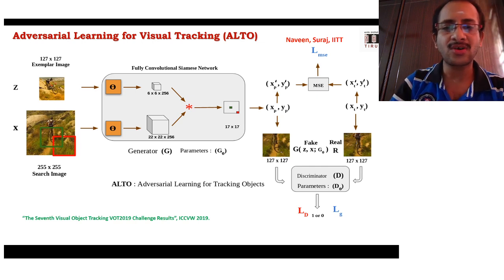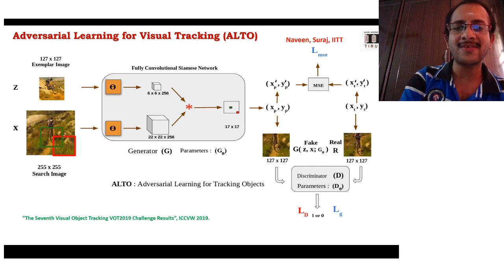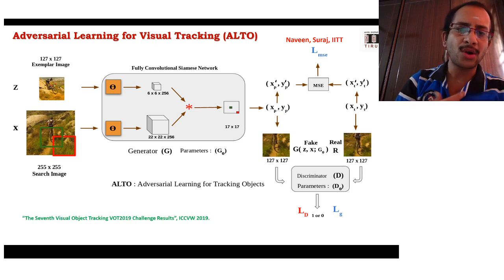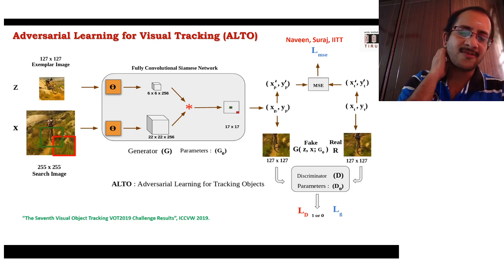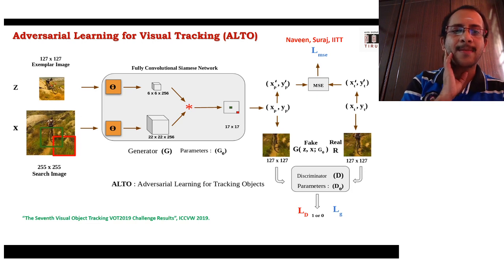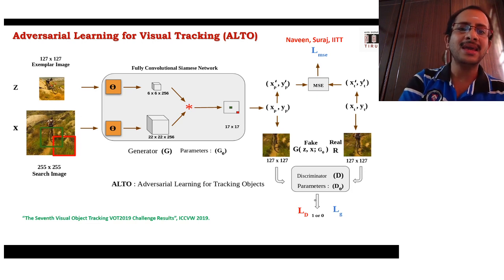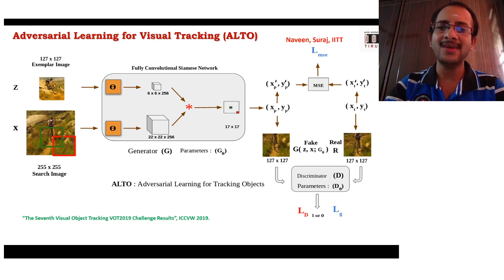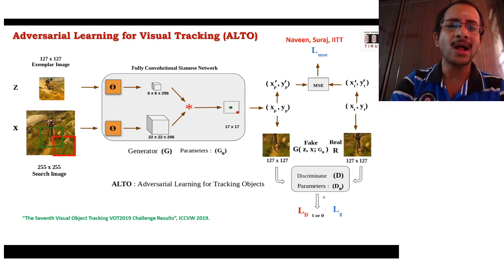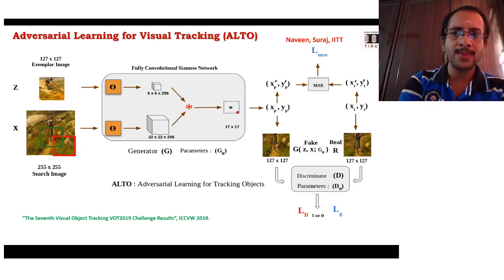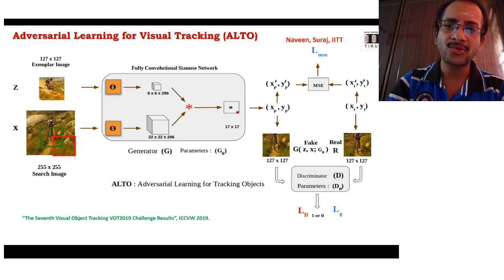To do that, once the target location patch is considered, the generated patch, that is the predicted patch from the generator, is compared with respect to the real patch, and the adversarial loss is back propagated. Simultaneously, the mean square error loss between the predicted location and actual location is back propagated. So the mean square error loss is directly back propagated to the generator, and the discriminator also enforces the learning through adversarial loss.